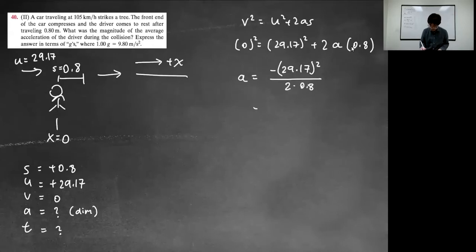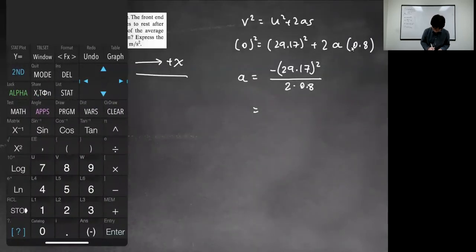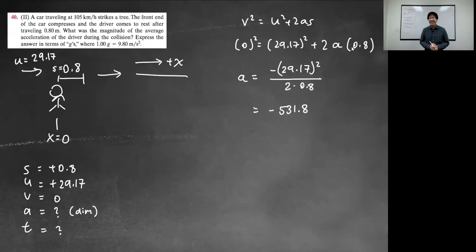All right, so let's ask our calculators. So I have minus 29.17 squared divided by 2 times 0.8. Remember brackets if you have calculators like this. So that will give me minus 531.8. All right. Oops, sorry, you can't see the calculator. Yeah, you can trust me. Yeah, you can verify yourself even better. Good. What's the units? Meters per second square.